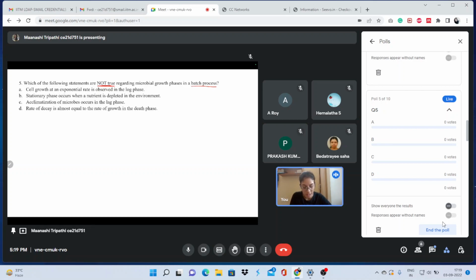Cell growth at an exponential rate is observed in the log phase. Stationary phase occurs when a nutrient is depleted in the environment. Acclimatization of microbes occurs in the lag phase and rate of decay is almost equal to rate of growth in death phase. This is very important question. I'll draw the growth curve for you.